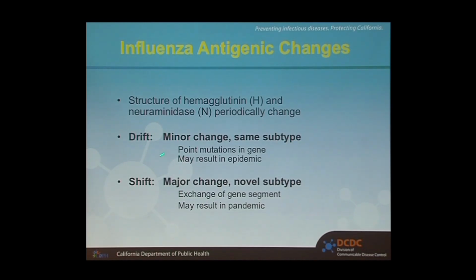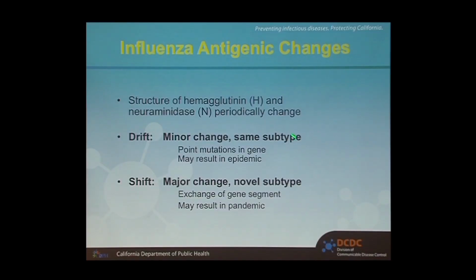We have drift. Drift is the minor change that is part of evolutionary pressure over time. And these are point mutations in the gene. And so every year we follow what's happening with influenza, what strains are circulating as a result of this drift. And sometimes we have more severe seasonal influenza epidemics because the drift might be a little bit more virulent than the prior drift.